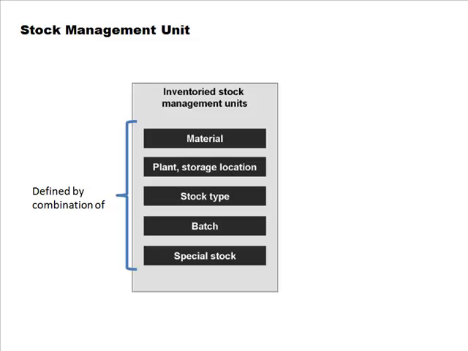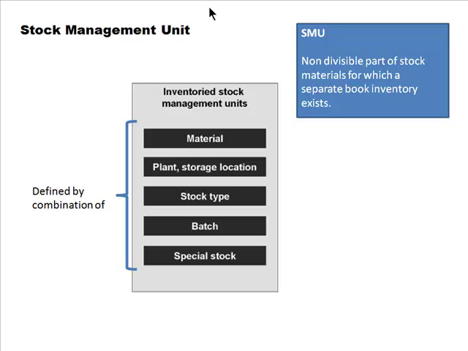Okay? So this whole physical inventory procedure goes by stock management units. You count everything by stock management units. So that's the idea. And inventory management actually keeps track of stock by stock management units internally. So that's the whole process. Okay, so it's a non-divisible part of stock material for which a separate book inventory exists. What we see as the book inventory is really a total of some of these things.